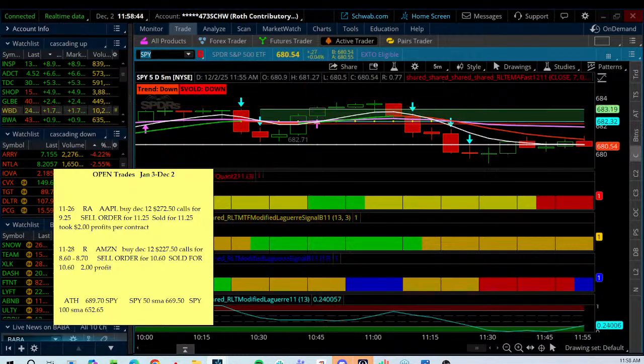SPY can't get out of its own way here. This is LPTE, by the way: low probability trading environment.